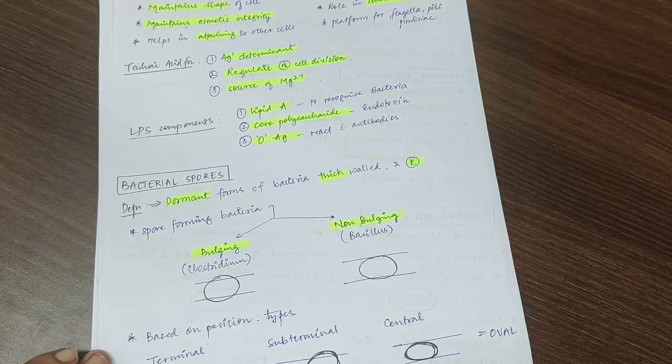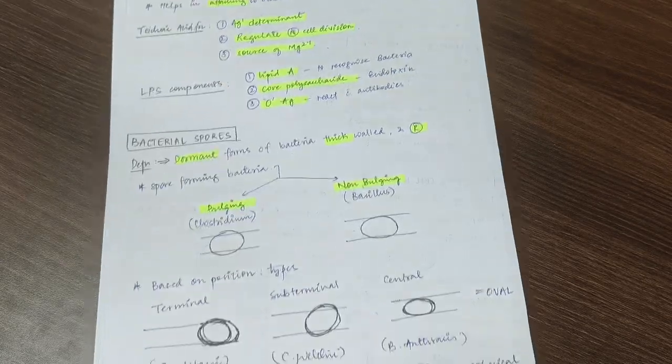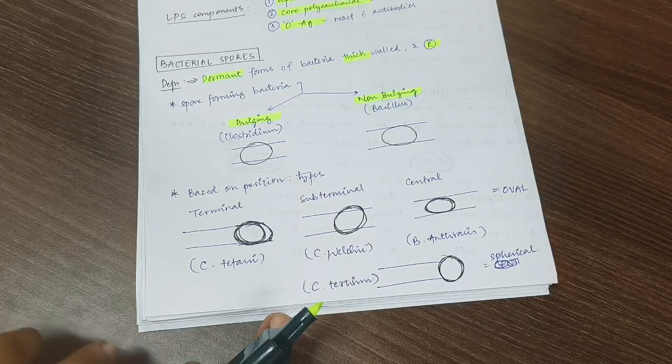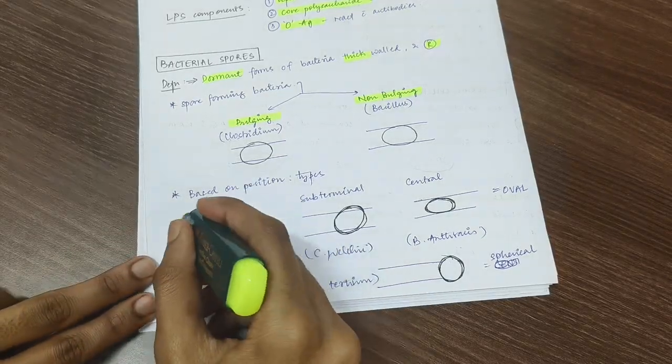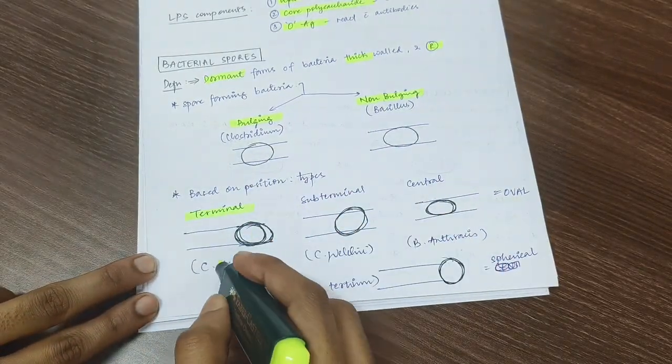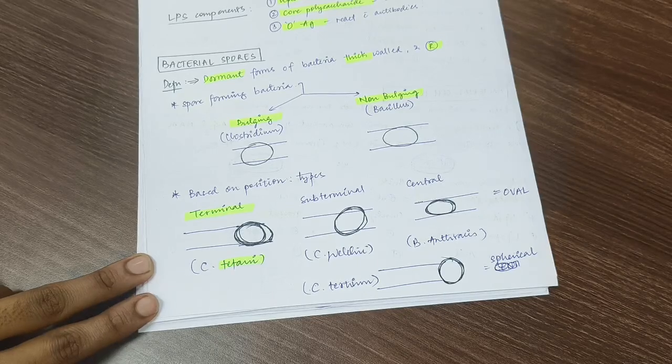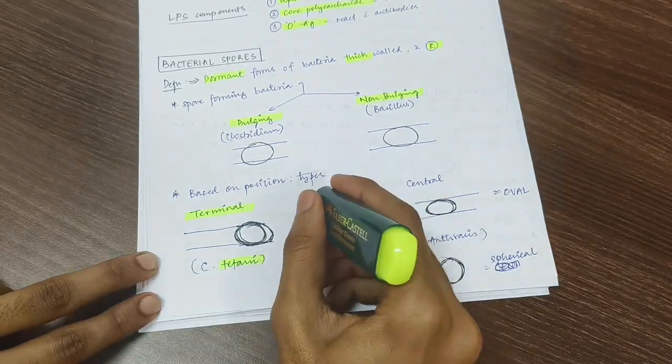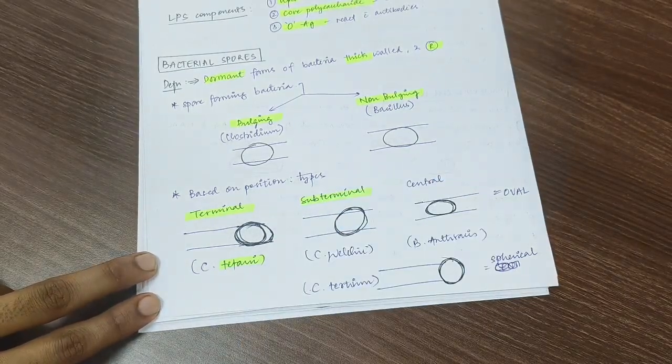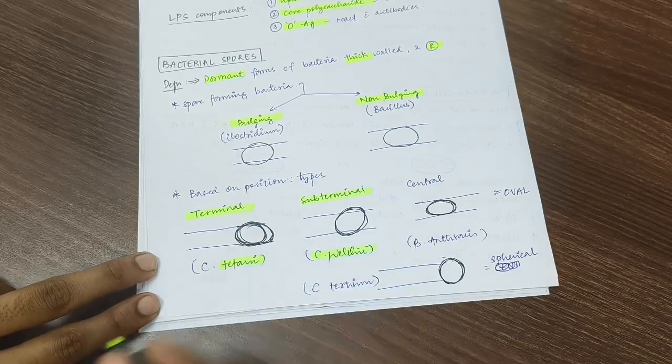Next, non-bulging spores, you are going to see in Bacillus. The spore is present within the cell wall, that is non-bulging. Based on position, it has various types. Terminal is present at the end, seen in Clostridium tetani. Then subterminal, just near the end, seen in the case of Clostridium welchii.